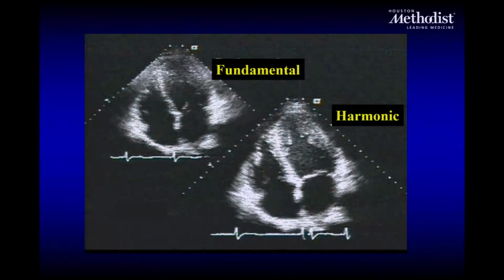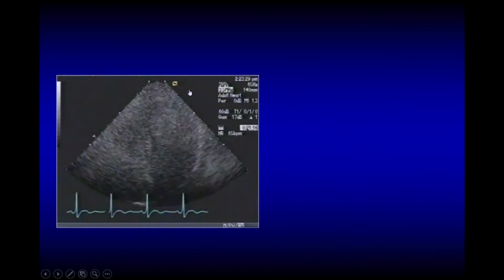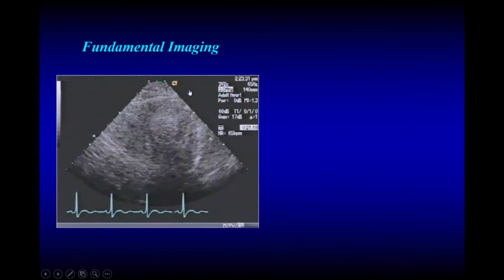Okay? So this is an example of harmonic versus fundamental in the same patient. Here you can tell whether this is an artifact or not, and here you could tell that this is an apical hypertrophy, as opposed to a lot of crowding here that you can't see too well. The other use obviously is for contrast itself.